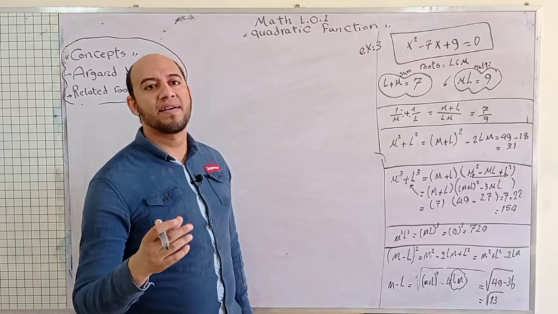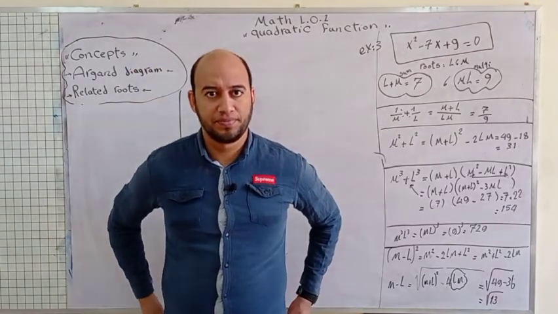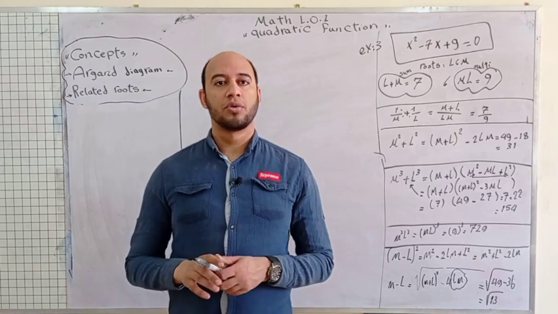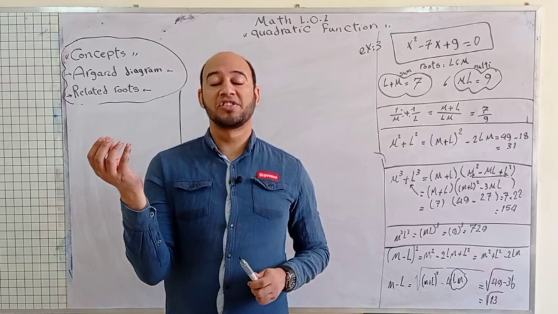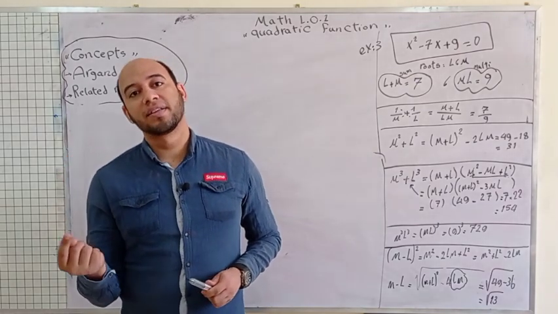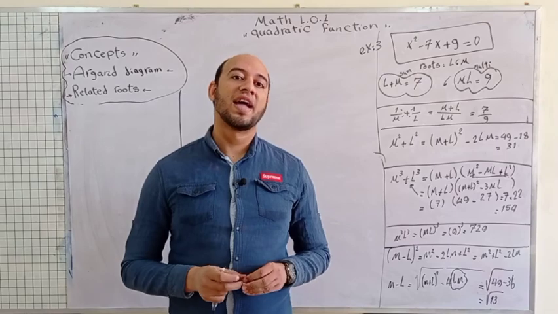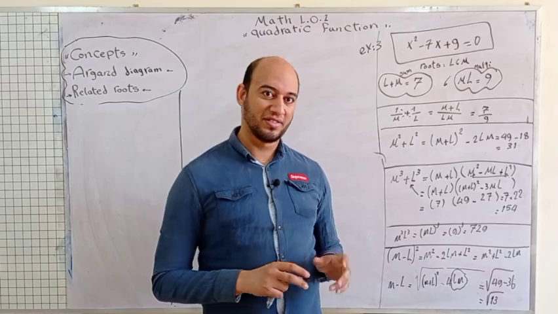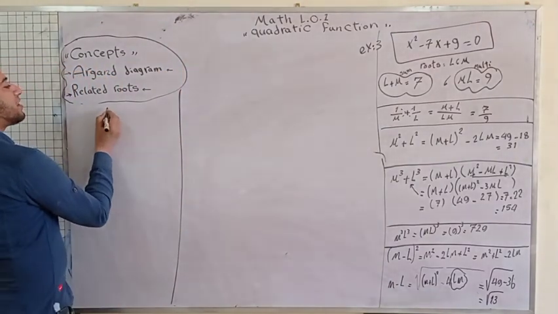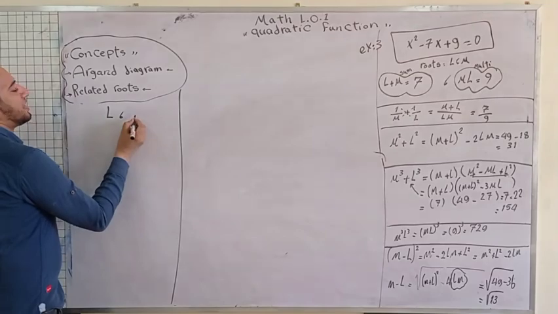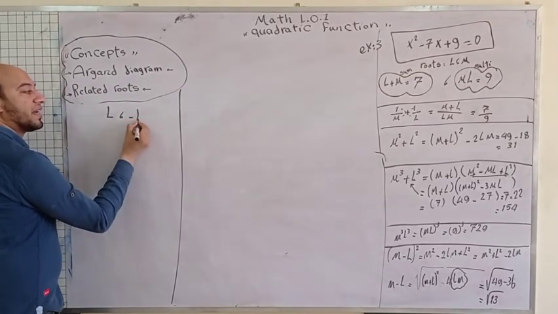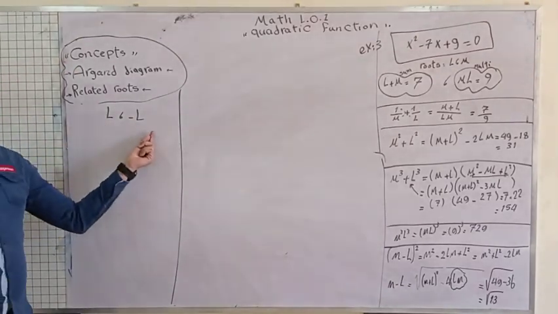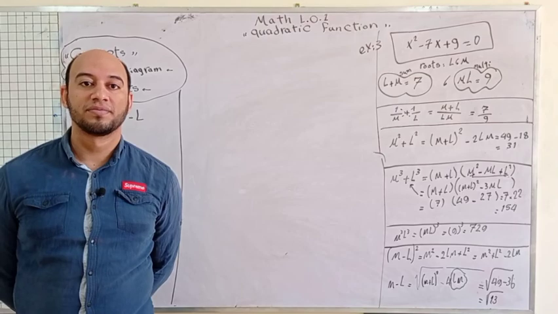If you have a quadratic equation, and you are informed that one of its two roots is an inverse addition to the other. Inverse addition means that if the first root is L, the second root will be minus L, inverted addition.